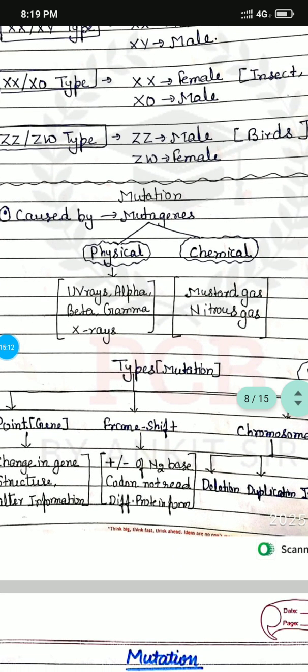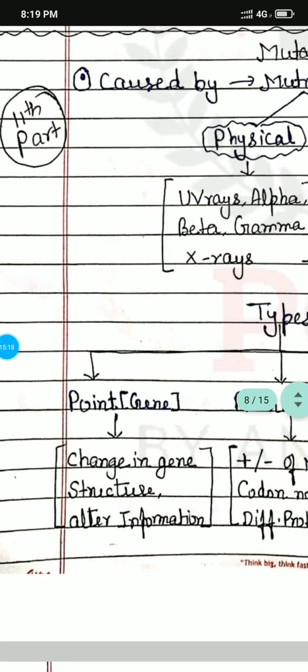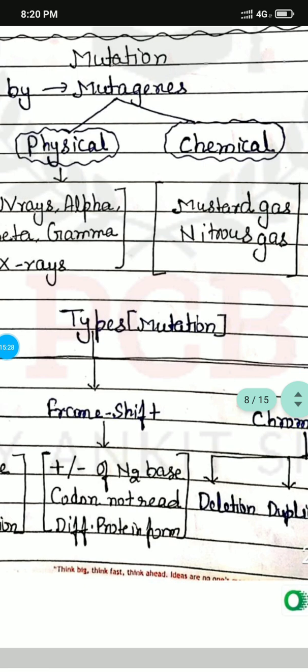So there are types of mutation. One type is point gene mutation. The change in the gene structure alters the information. The structure of a gene is changed, and the information is not correctly transferred. Frame shift mutation is the addition or subtraction of a nitrogenous base, so that the codon cannot be read by the mRNA and a different protein is formed.